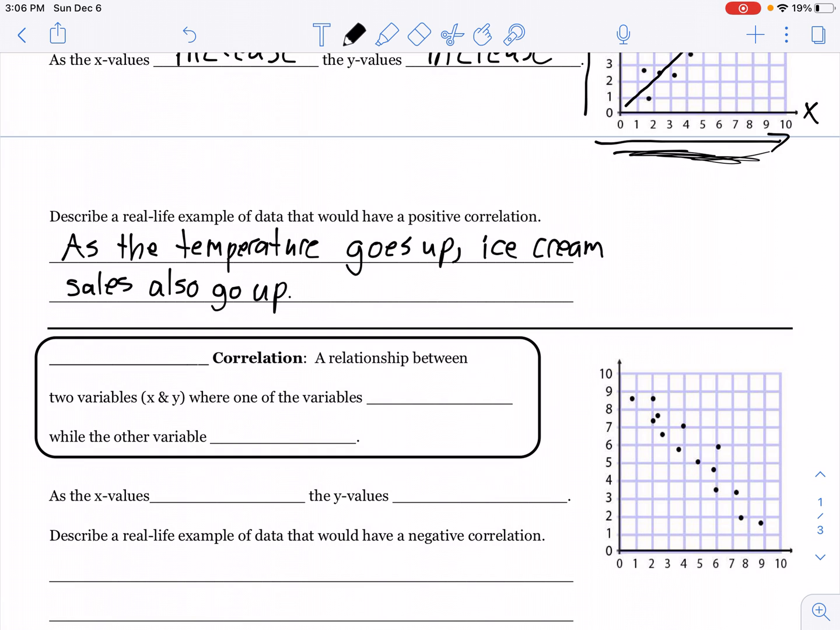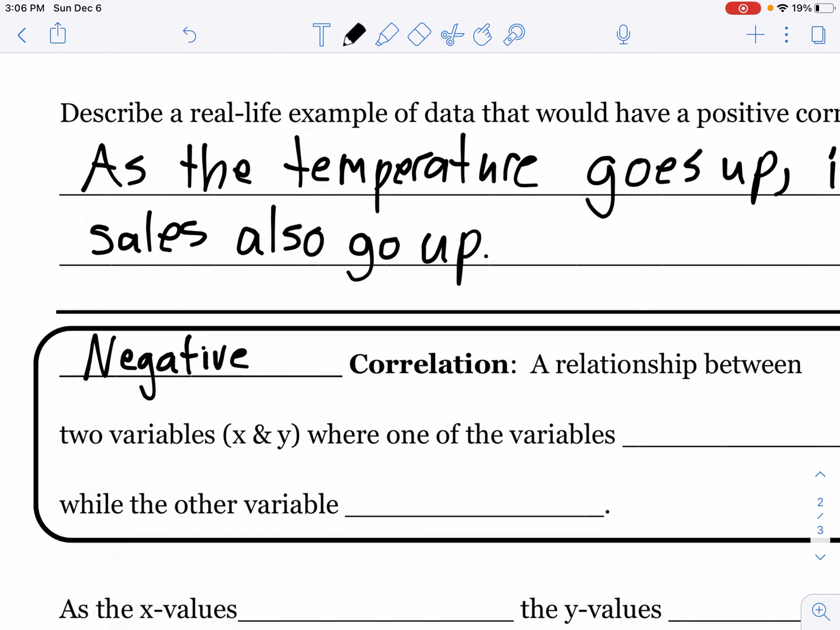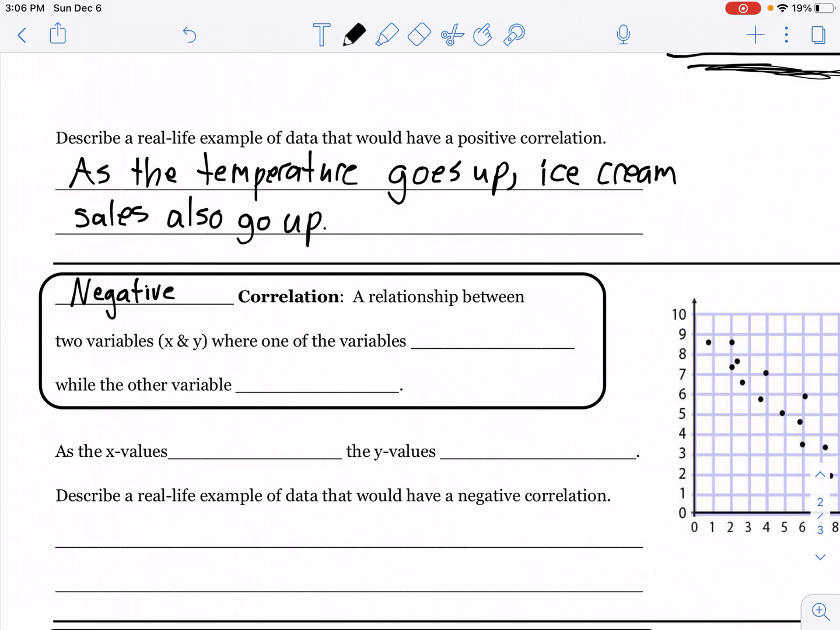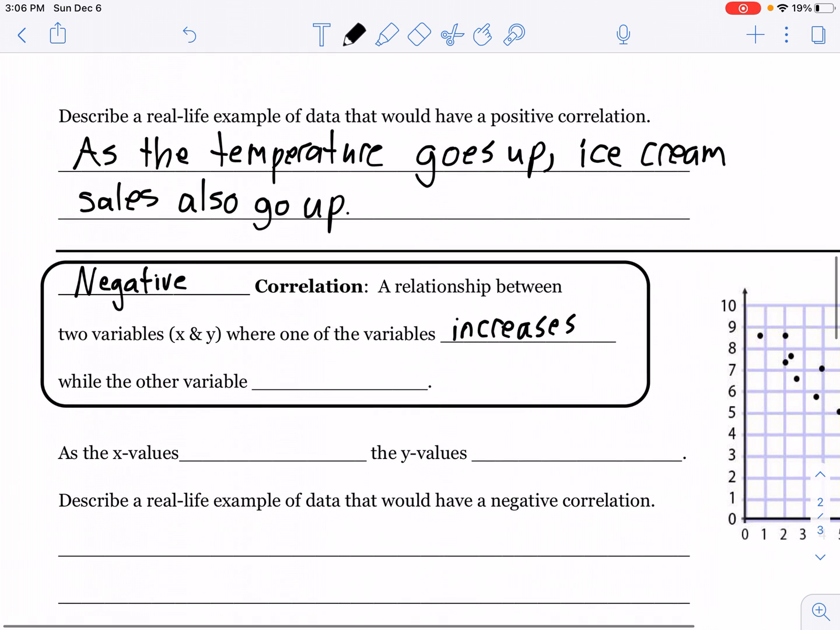Okay, now a negative correlation is a relationship between the two variables x and y again, where one of the variables increases, while the other variable decreases. Okay, so as one goes up, the other goes down.